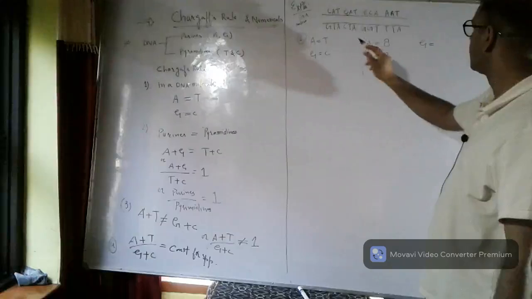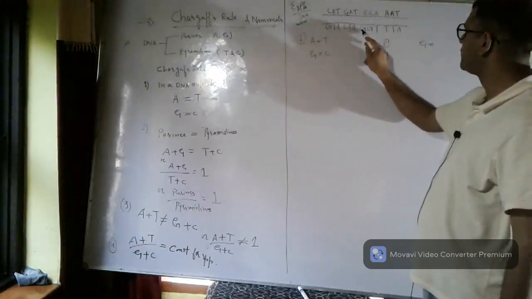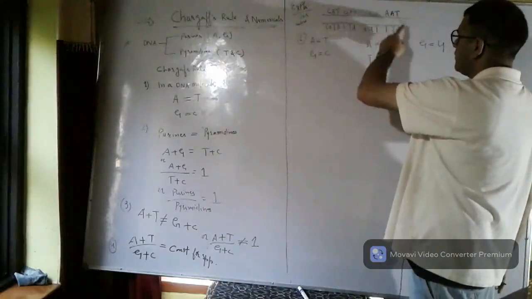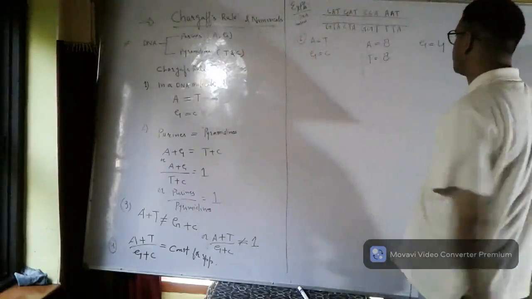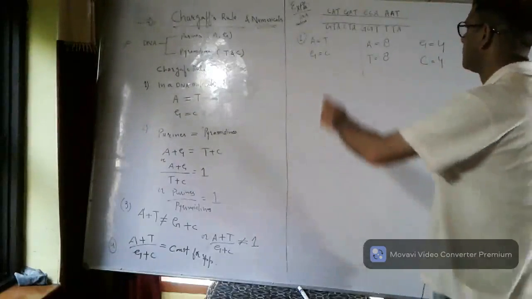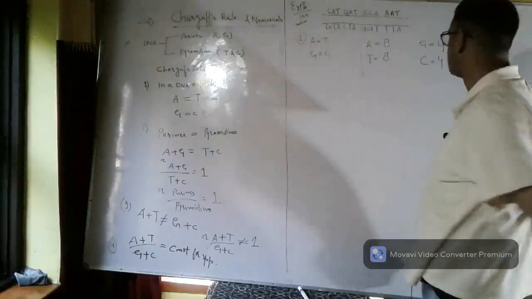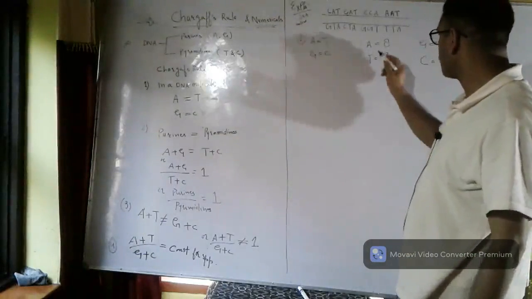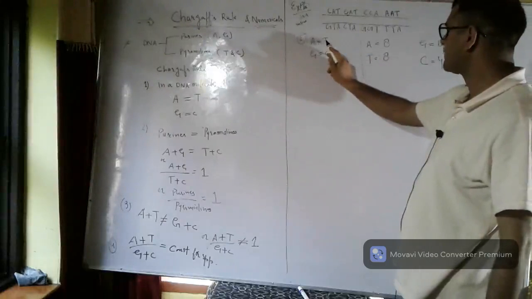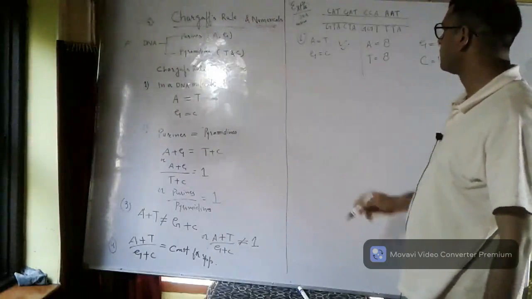We have guanine. How many guanine are there? 1 2 3 4 guanine. Then how many cytosine are there? There should be 4 cytosine molecules. Cytosine 1 2 3 4 cytosine. So it means that adenine 8, thymine also 8. Guanine 4, cytosine also 4. That means this rule is correct.